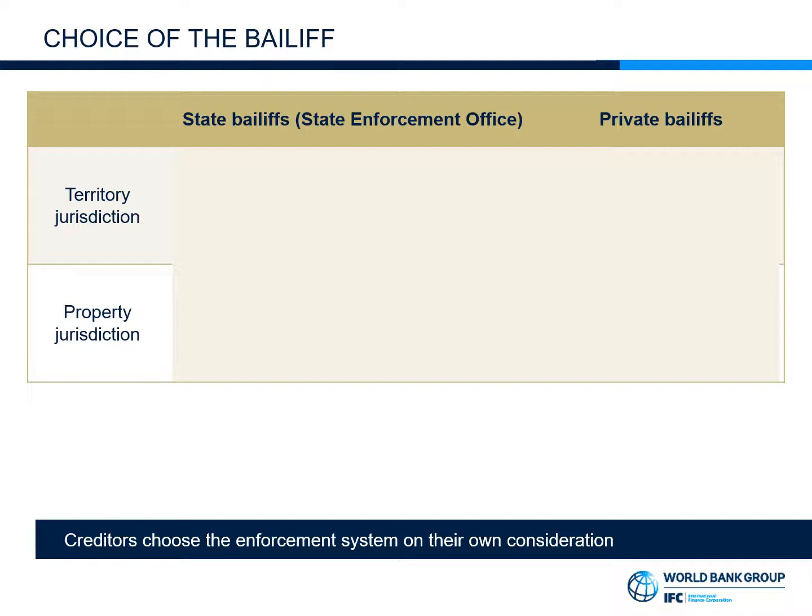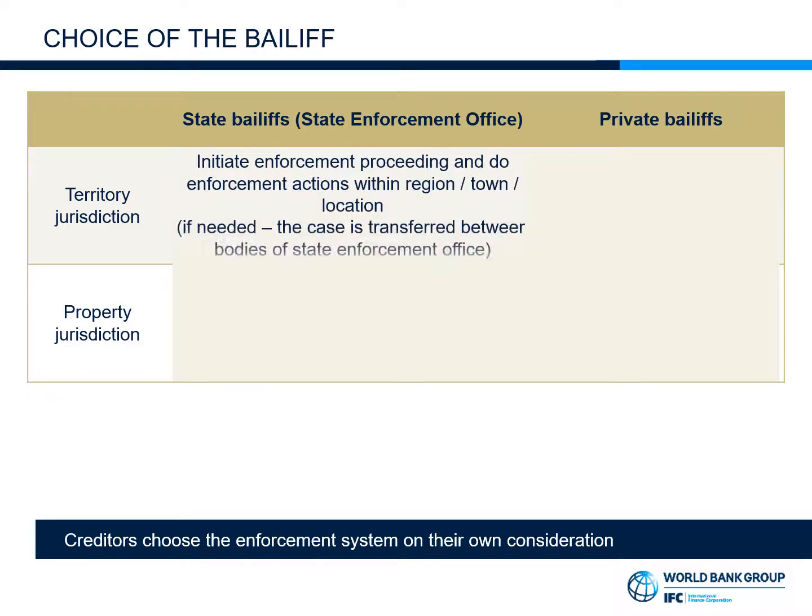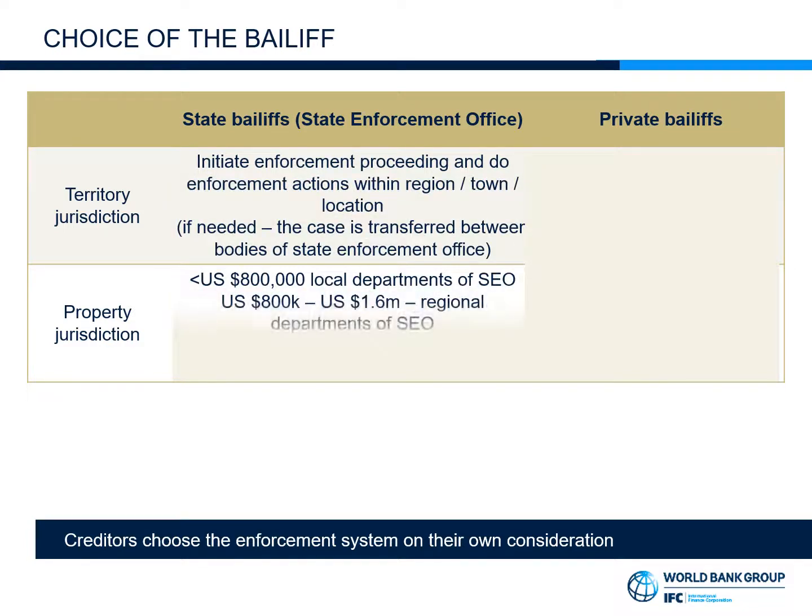Creditors can choose the state or private enforcement system to initiate the proceeding. Bailiff's jurisdiction depends on the location of the debtor or his property and the total value of the crop receipt. If the creditor addresses the state bailiff and the obligation is below $800,000, the case will be under the jurisdiction of the local departments of the State Enforcement Office.